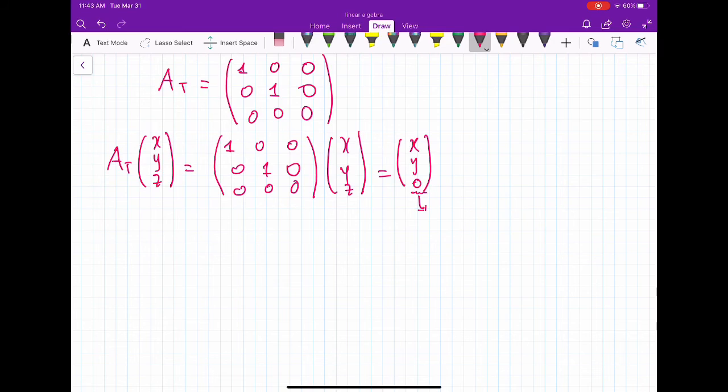If you want to project some point onto some subspace, you might consider a similar thing like that. Agree?